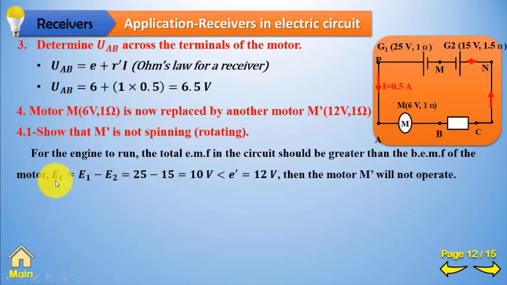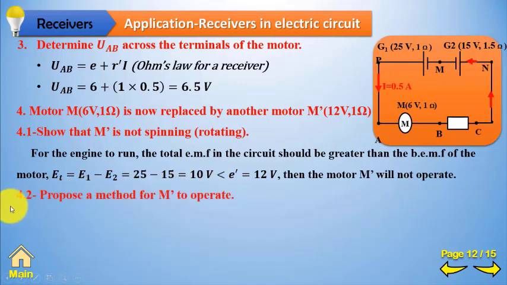The total electromotive force in the circuit is equal to the difference in the two electromotive forces of the two generators since they are connected in opposition. Then E total is equal to E1 minus E2. It is equal to 25 minus 15, which is 10 volts, smaller than the back electromotive force of the motor. Then the motor M prime will not operate.